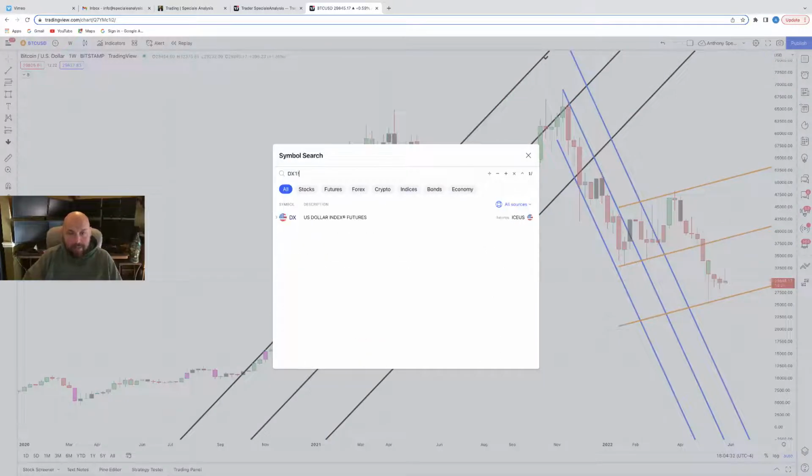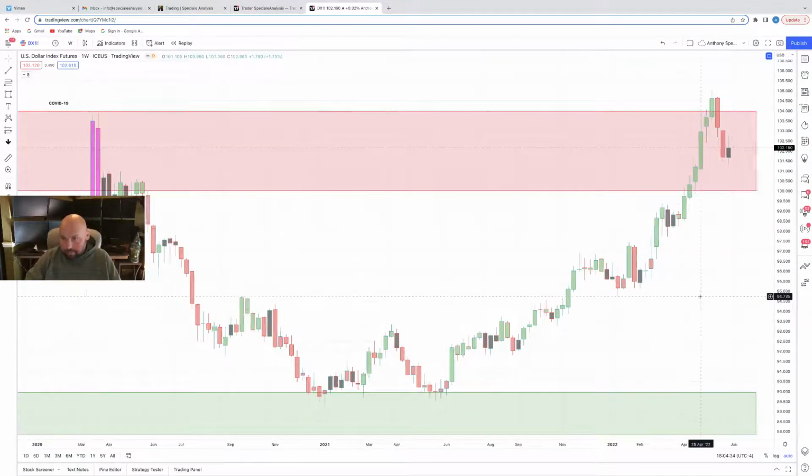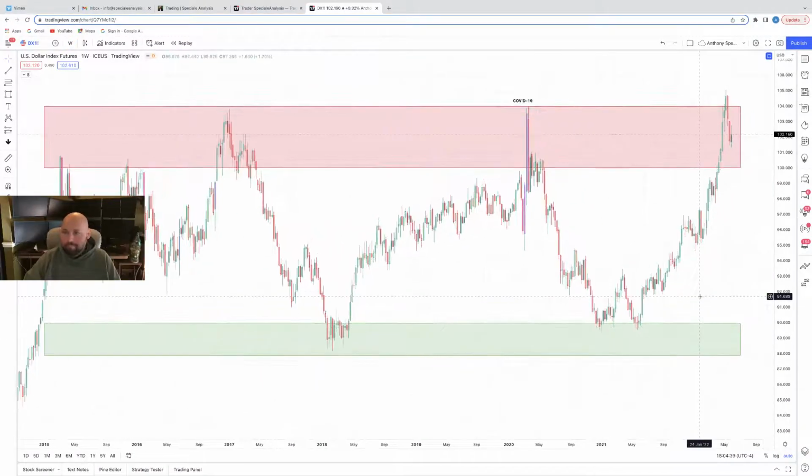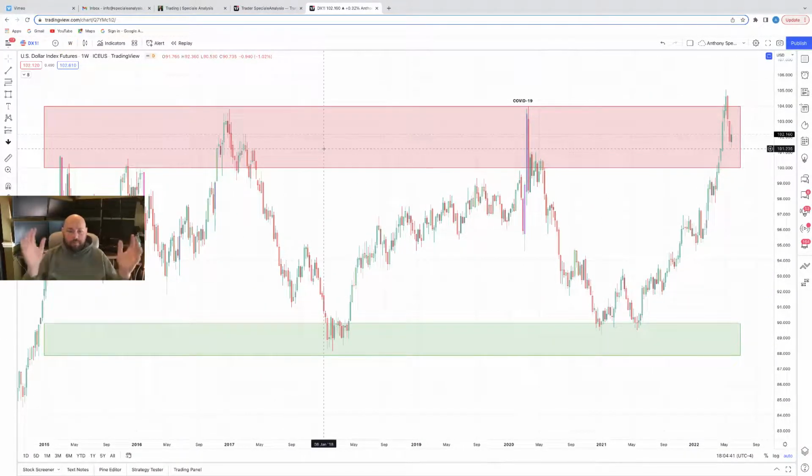And last but not least, the dollar index, finding a bit of congestion here. So this is the big picture. This goes back to 2015. This was our COVID-19 high. We tried to break out of it. We did not get a confirmation on a weekly basis, and price is now retracing back down. So we'll see what happens.